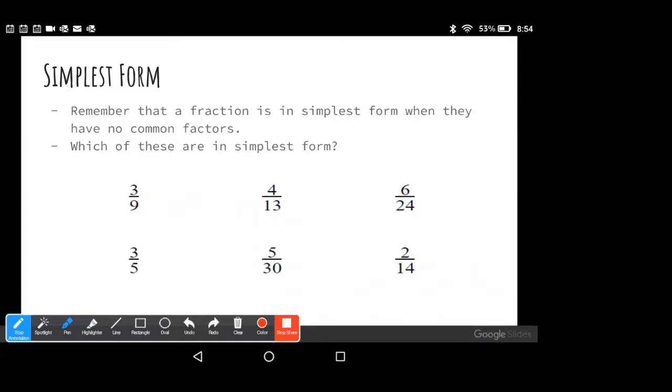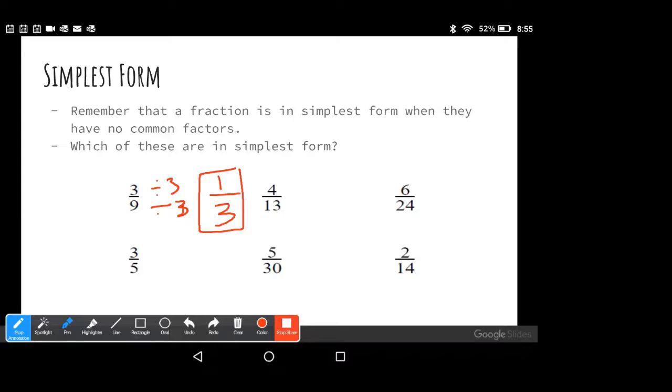Okay, got them? So 3/9. Does 3 and 9 have something in common? Is there something that you can divide both numbers by? Yes, there is. You can divide both of these by 3. So if I divide both of these by 3, 3 divided by 3 is 1, and 9 divided by 3 is 3. So 1/3 is the simplest form. It's an equivalent fraction to 3/9, but it's in the simplest form because there's nothing that 1 and 3 can both be divided by other than 1.